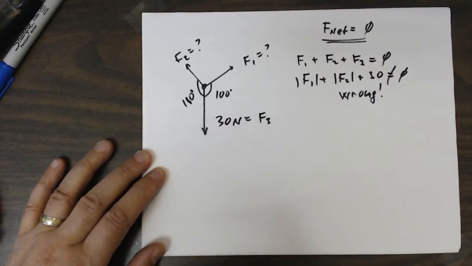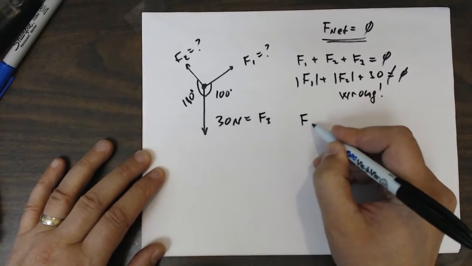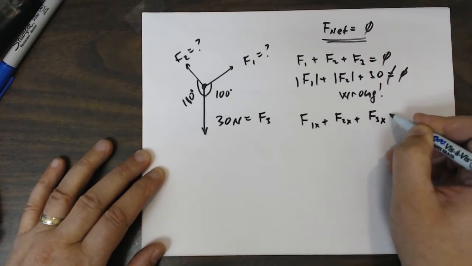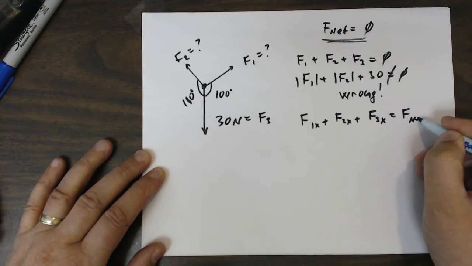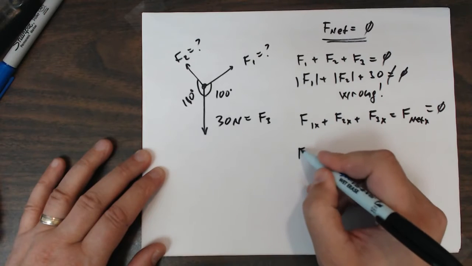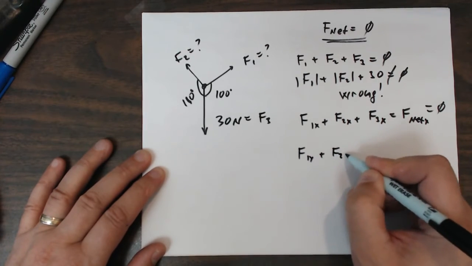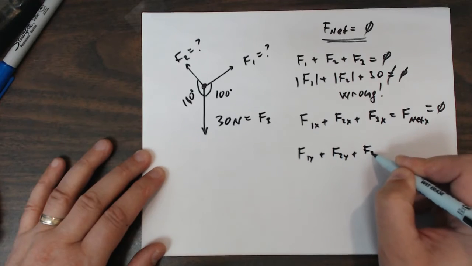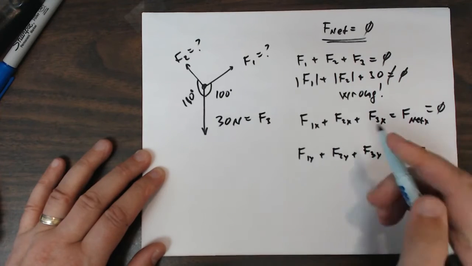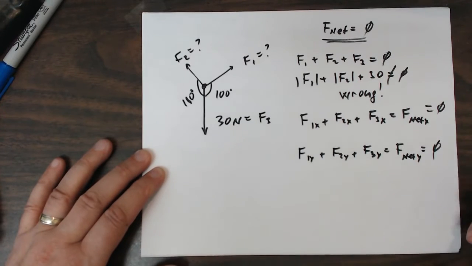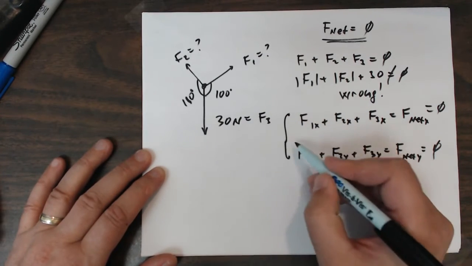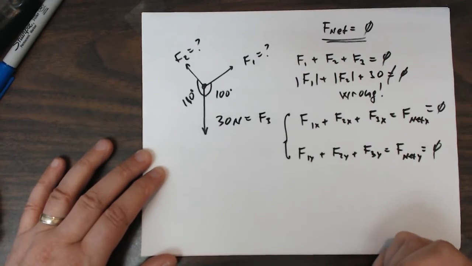What we know now is that if we add x components, we should have the x component of the net force, and since the whole force is 0, that has to be equal to 0. And if we add y components, that should be equal to the y component of the net force, and because the whole force is 0, the component also has to be equal to 0. So strictly speaking, these are the equations, two equations we will have to solve.